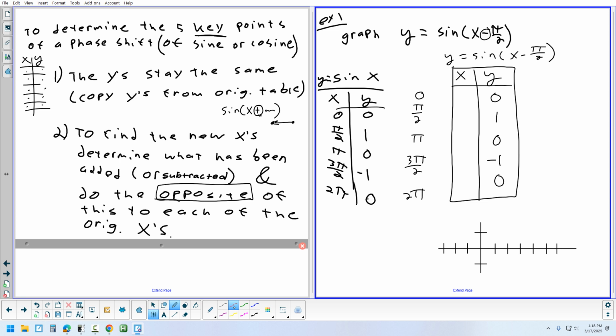Aren't they going to share? They're all going to be the same. We're either going to add to all of them or we're going to subtract from all of them.